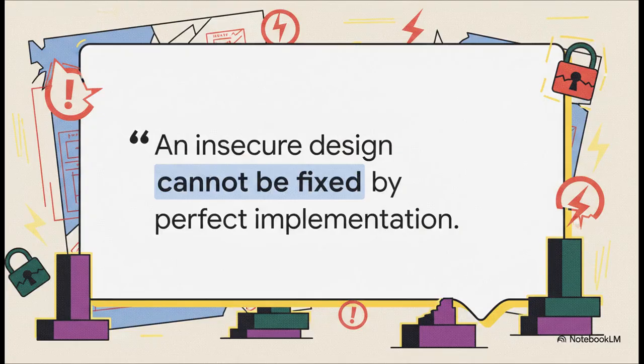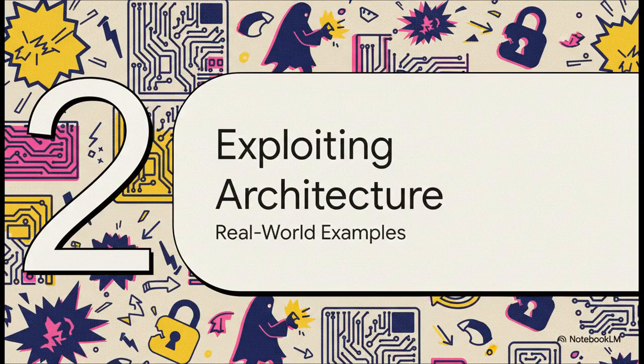And this leads to a critical takeaway, one I really want you to remember. You could hire the most brilliant developers on the planet to write the most beautiful, flawless code imaginable. But if they're building on a broken blueprint, the system will always be vulnerable. Perfect implementation cannot fix a flawed design. It just can't. Okay, enough theory. Let's get into the fun stuff. Let's look at how attackers actually exploit these architectural flaws out in the wild.